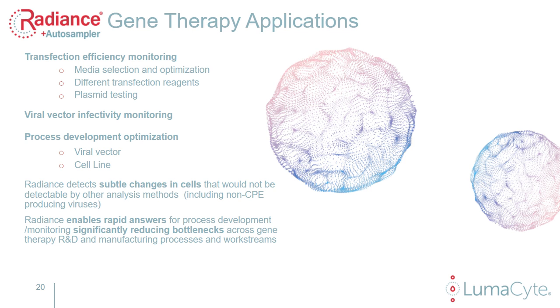Okay, so I will now just summarize some of the uses in gene therapy applications. Radiance has been used and can be used for transfection efficiency monitoring, for media selection and optimization, looking at transfection reagents and testing the various transfection reagents that you like to use, plasmid testing. Obviously, I've shown examples of viral vector infectivity monitoring. In terms of process development, looking at viral vectors and their efficiency, and then the cell lines in that development. These can all be done using Radiance for gene therapy applications.